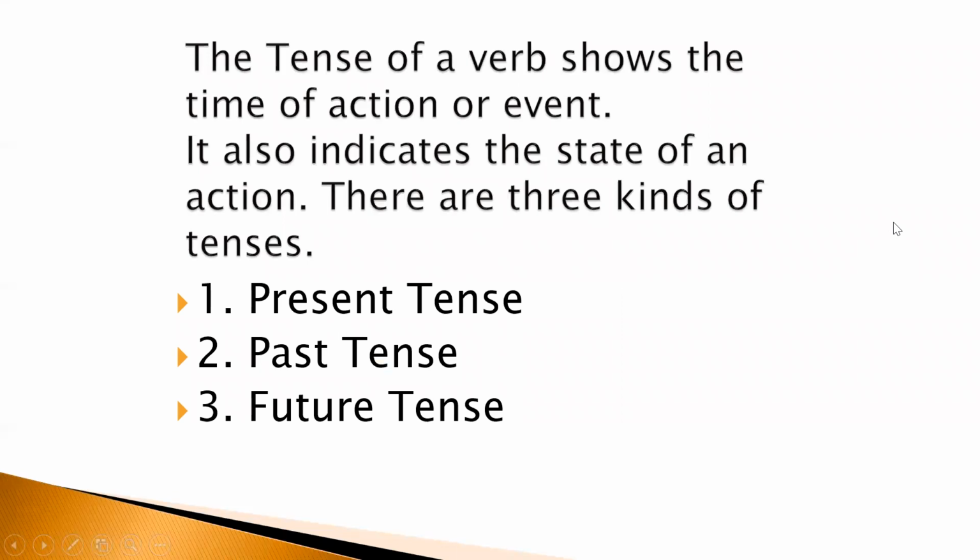Actually, the tense is a form of verb that shows the time of action or event. It also indicates the state of an action. It shows at what time the action has taken place. Based on that, we have three types of tenses: present tense, past tense and future tense. Tense basically means the time frame. So in that way we have three time frames: present, past and future.